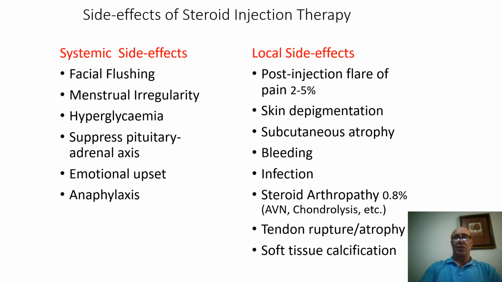Local side effects are important. In a small percent of patients, you get a post-injection flare of pain. There may be local skin depigmentation, a subcutaneous atrophy, bleeding in the joint. Infections are very rare, but if they occur, they can be catastrophic. One also needs to be wary of steroid arthropathy, where there's chondrolysis, and this is because of certain local anesthetics which are used. Be very wary of injecting around large tendons, once again, the patellar tendon and the Achilles tendon, which are absolutely contraindicated for injections for the general practitioner. Another side effect of repeated injections is calcification in the soft tissues.